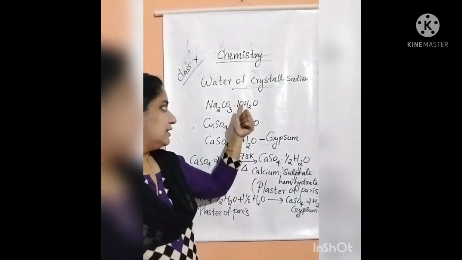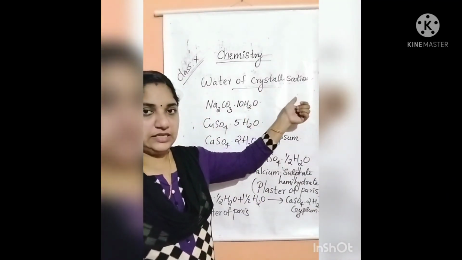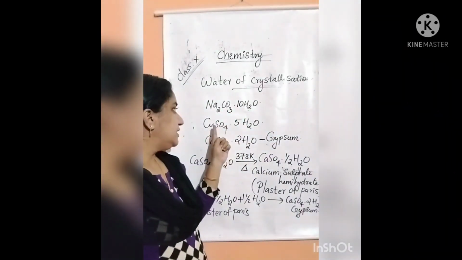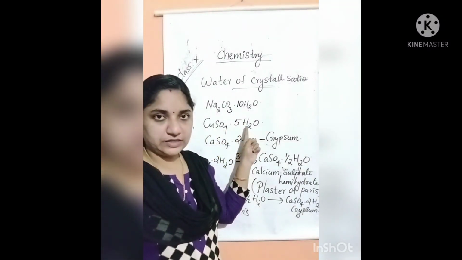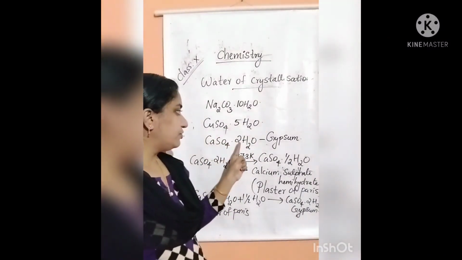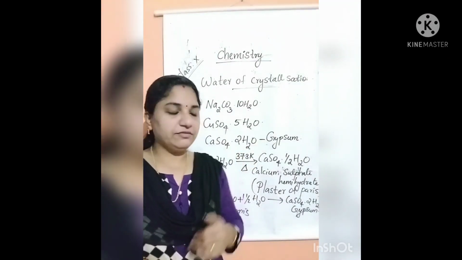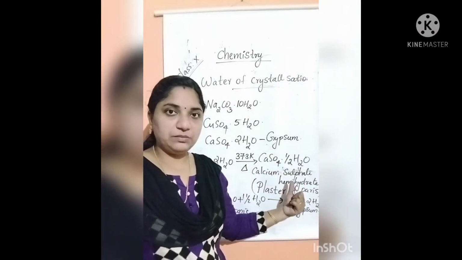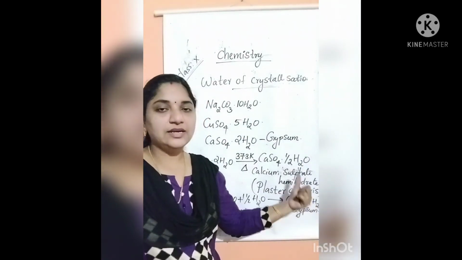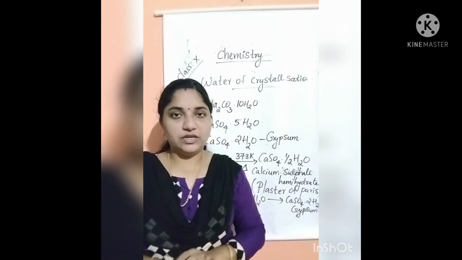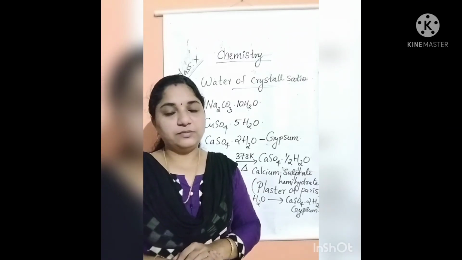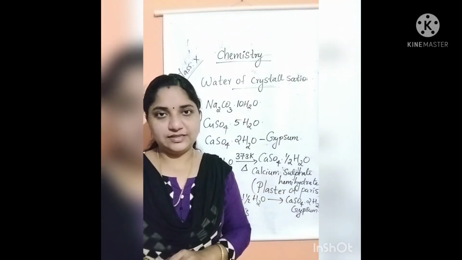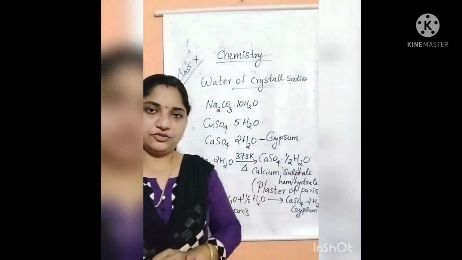So these are the examples for water of crystallization. Sodium carbonate 10H2O, this is washing soda. CuSO4 5H2O, copper sulfate. Then CaSO4 2H2O, this is gypsum. When we heat gypsum at 373 Kelvin, it changes into calcium sulfate hemihydrate. That is known as plaster of Paris. It is used for decoration work, plastering fractured bones, etc. And toys are made from plaster of Paris. These are the uses of plaster of Paris.